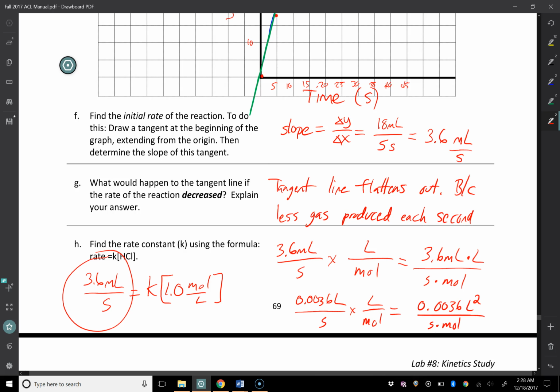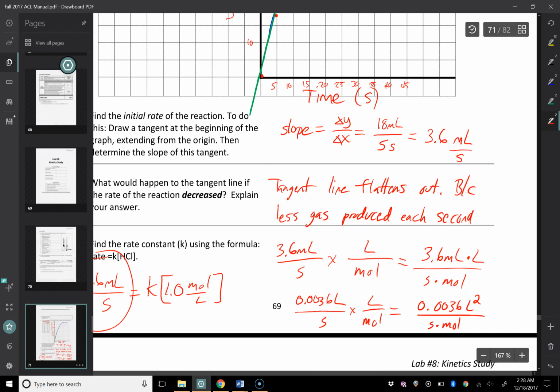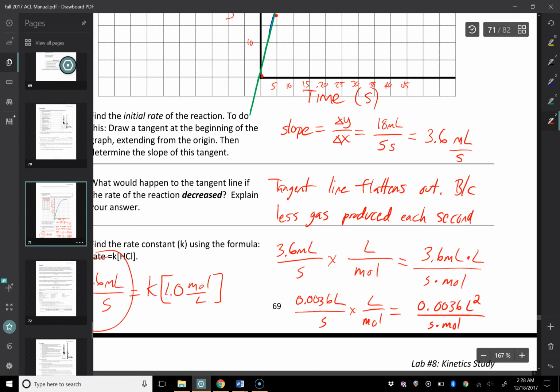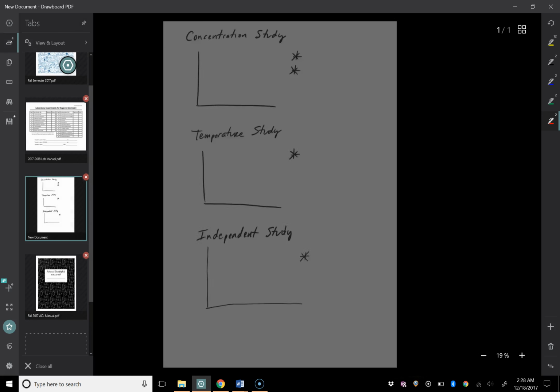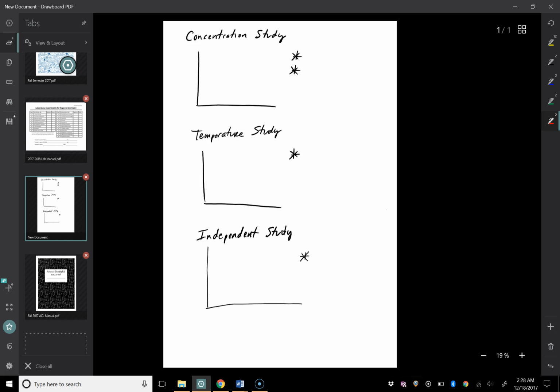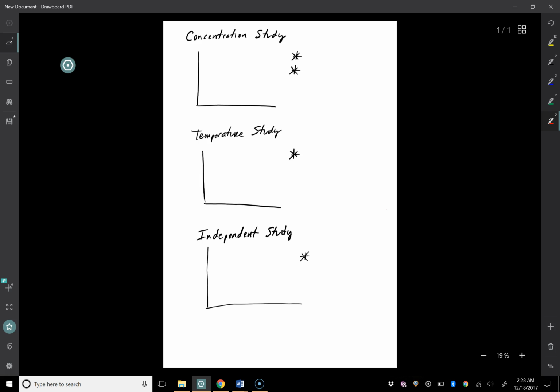Really quickly, a couple other things just to make sure we're on the same page. As far as what I'd like to see on your graphs, let's pull up, where did I put it? Oh, wrong one. This. Okay, so when you think about it, we did 3 different studies: a concentration study, a temperature study, and an independent study. For the concentration study, you should have 3 different molarities. So you should have 3 different lines on this graph.